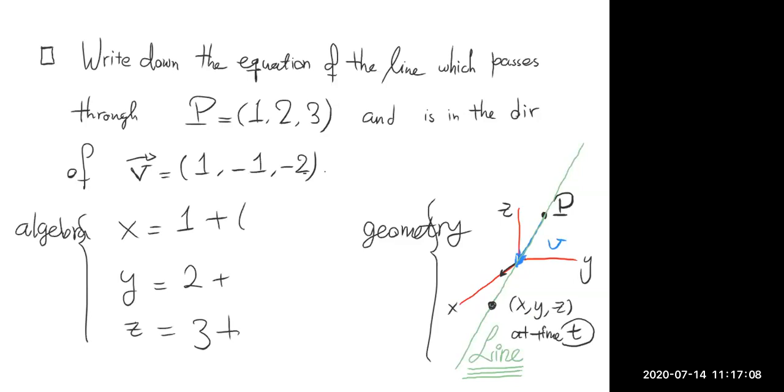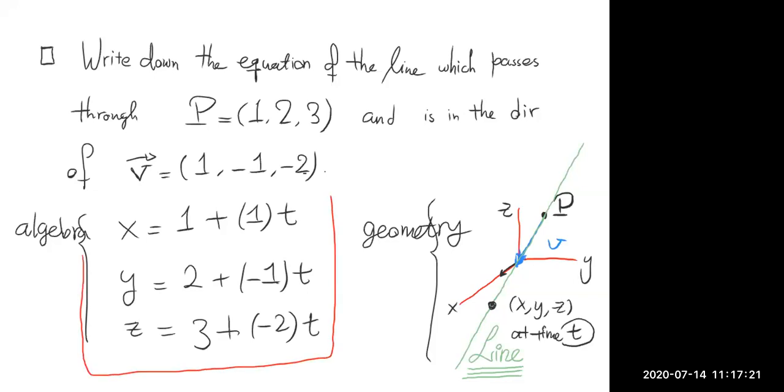So plus 1 times t, plus minus 1 times t, plus minus 2 times t. So that would be the parametric equation of this line. For example, when t is 0, you can see where this point is. x is 1 plus 0 times 1, y is 2 plus 0 times minus 1, z is 3 plus 0 times minus 2. So that's 1, 2, 3. At time 0, we are exactly at the point P, right?